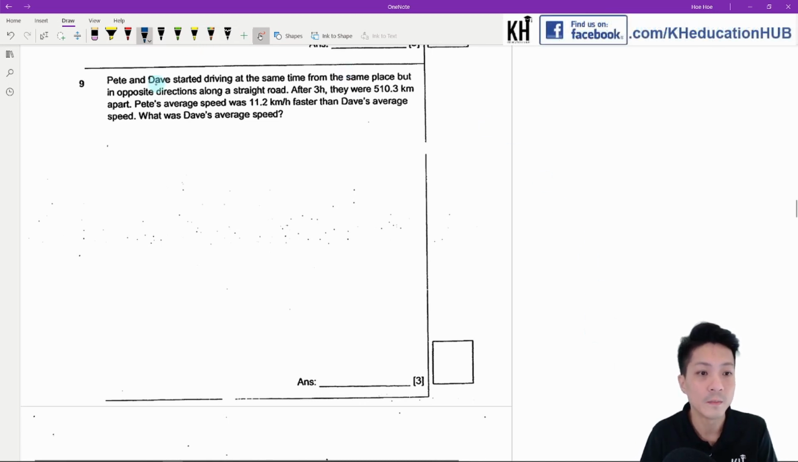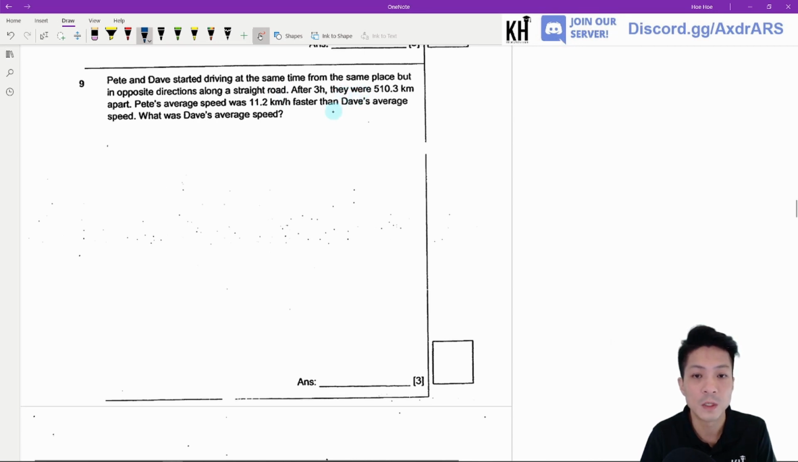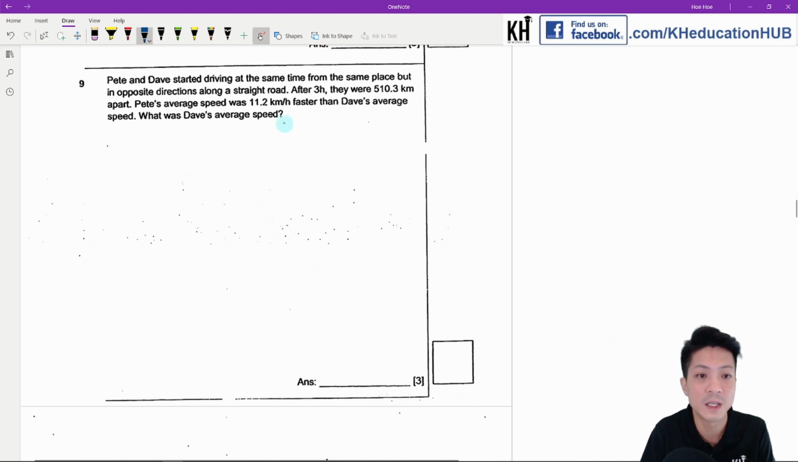Okay, question 9. Pete and Dave started driving at the same time from the same place but in the opposite direction along a straight road. So after 3 hours, they were 510.3 km apart. Pete's average speed was 11.2 km per hour faster than Dave's average speed. What was Dave's average speed?